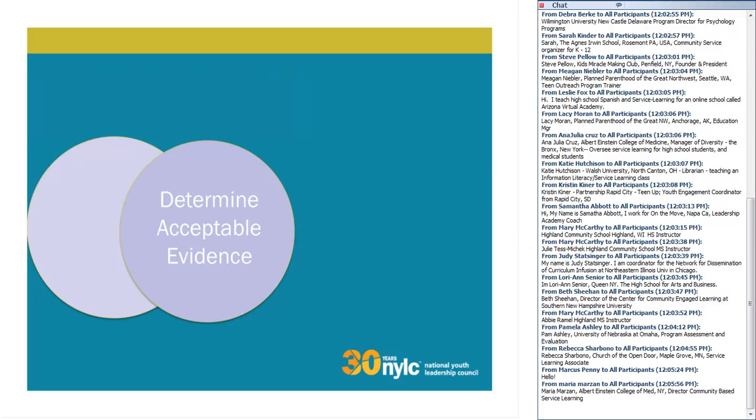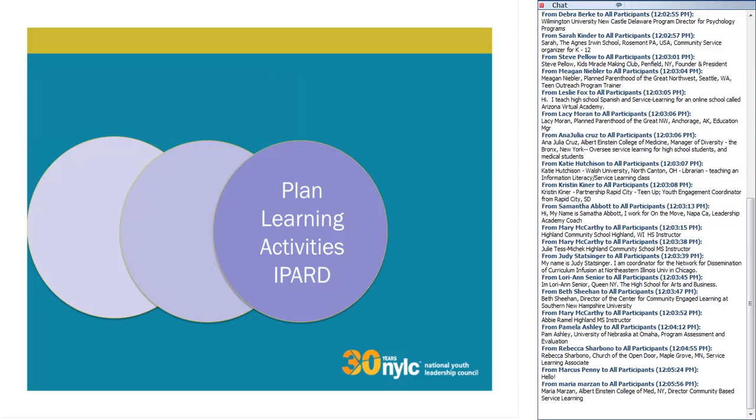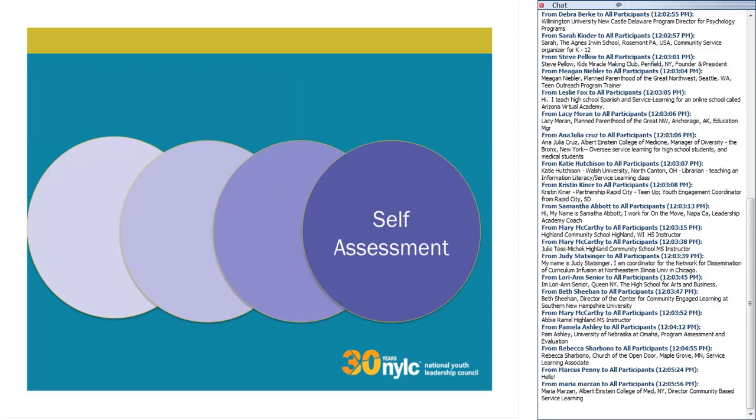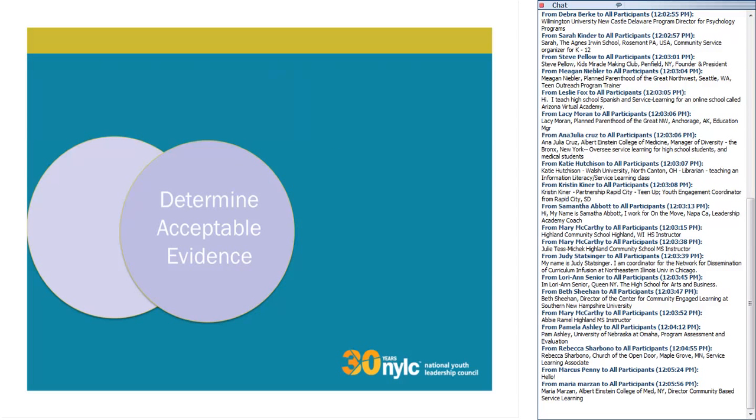Then the third step of the process is planning those learning experiences. That's the IPARD cycle. IPARD is what NYLC uses to do service learning for students, and that's investigate, plan, act, reflect, and demonstrate. That's the student experience in this process. And then finally is the self-assessment. We'll have the students be reflecting as part of this service learning process, and then we want to make sure that the instructors at the end assess the work that happened and what went well, what didn't go well, and make sure to document what happened so that it can be recreated with students in the future. So we're going to touch back on determining acceptable evidence and developing those assessments to go along with it.